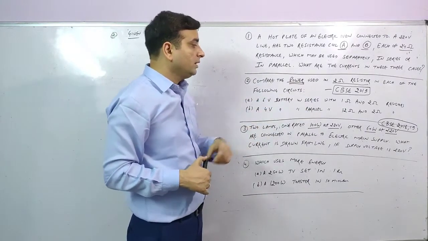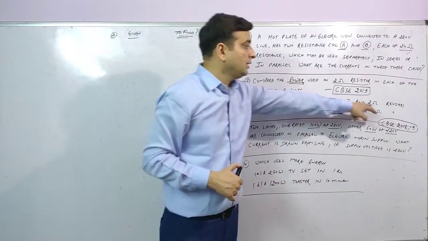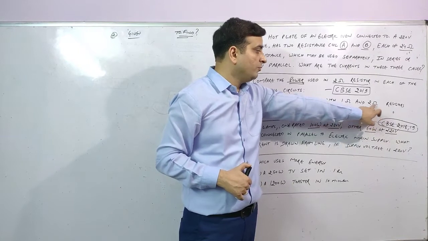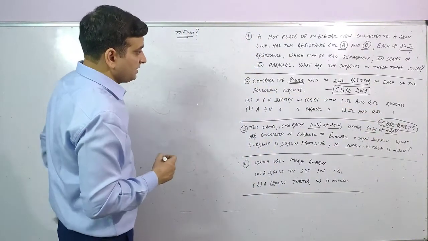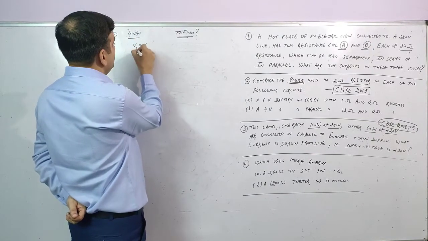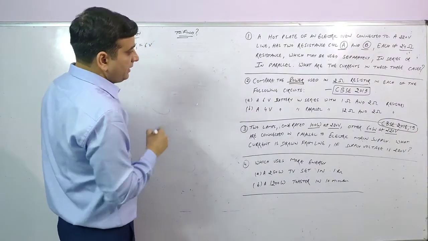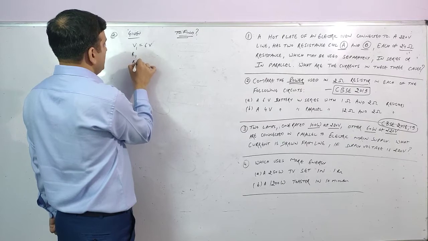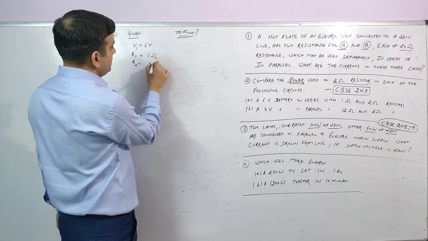A 4 volt battery in parallel with 12 ohm and 2 ohm resistor. तो दोनों का नहीं निकालना है हमको, दोनों केस में जो 2 ohm वाला रजिस्टर है उसके बारे में कैलकुलेट करना है. So we will start with the first case. So for the first case, V is 6 volt and they are connected in series with R1 and R2. R1 is 1 ohm, R2 is 2 ohm.